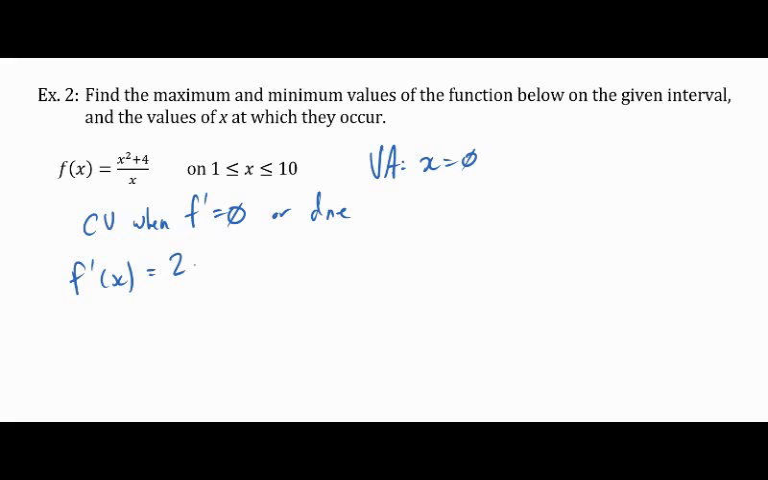Derivative of the top times the bottom, minus the derivative of the bottom, which is just 1, times the top, so it's just minus the top, over the bottom squared. 2x squared minus 1x squared is x squared minus 4 over x squared.